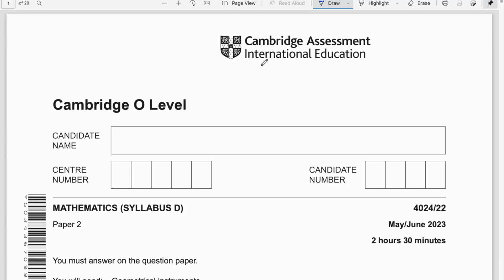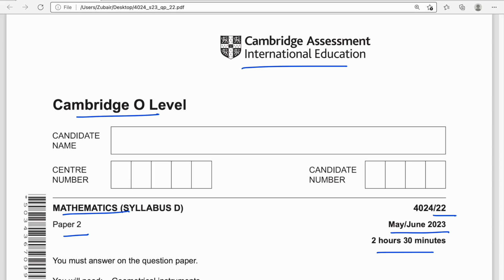This is Cambridge Assessment International Education, Cambridge O Levels. Subject is Mathematics, Paper 2. Variant is 22, session May-June 2023, and time allowed is 2 hours and 30 minutes.